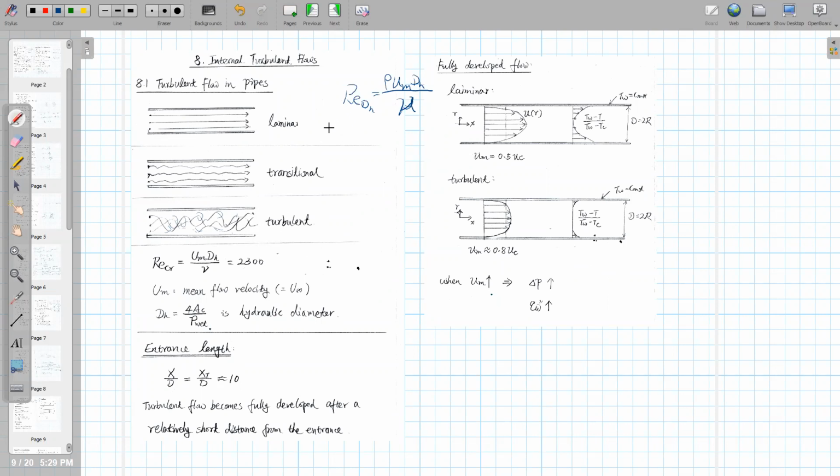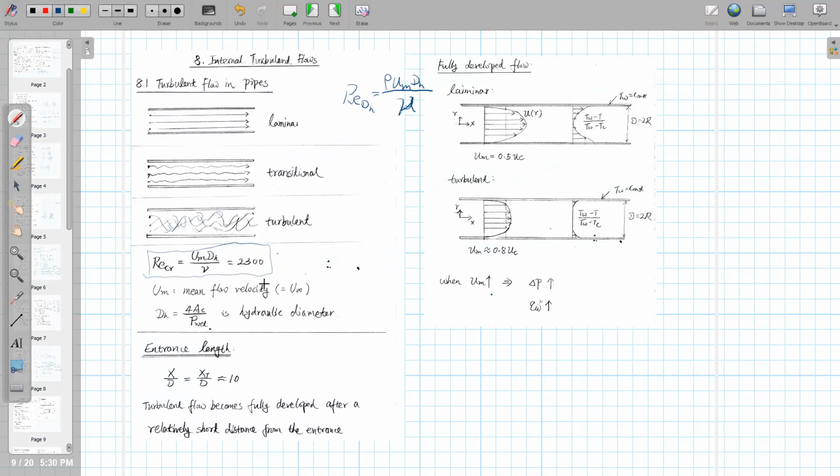To distinguish between laminar, transitional, and turbulent flows, we usually use a critical Reynolds number value. The critical Reynolds number is usually considered as 2300, and is defined by Um times dH over mu. Um is the mean velocity, dH is the hydraulic diameter. Hydraulic diameter is 4 times Ac, where Ac is the cross-sectional area, divided by P, the wetted perimeter. For a circular pipe, dH is just the diameter.